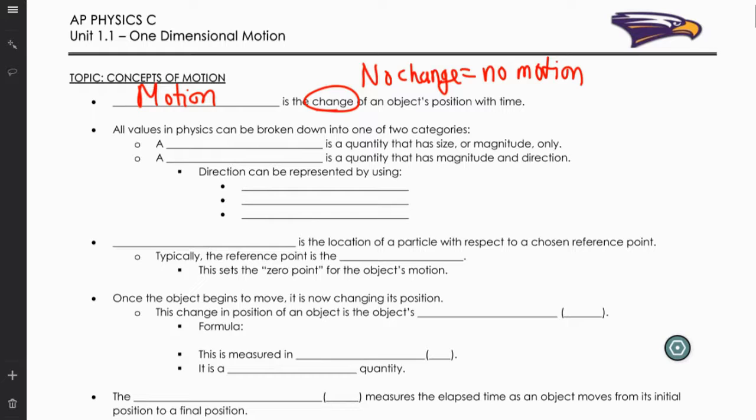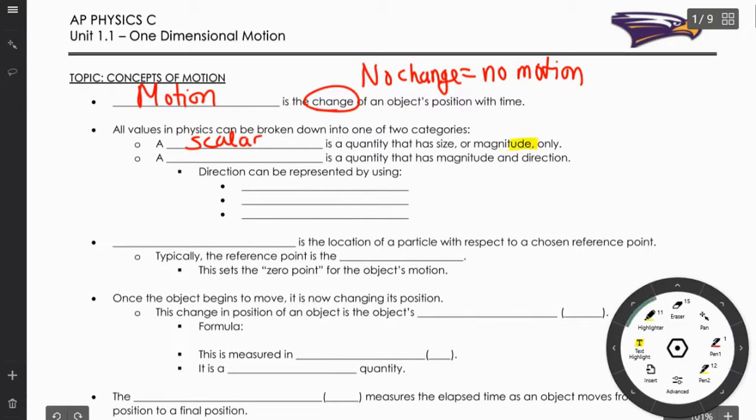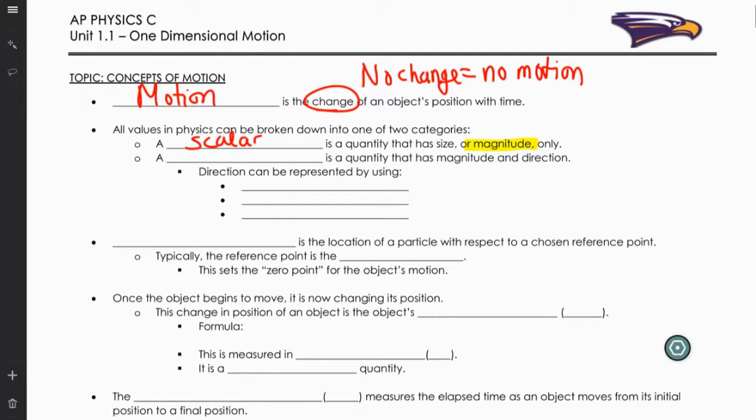Now in physics, and most of you have taken AP1 or some sort of physics class, all the values in physics can be broken down into one of two categories. We're going to visit these terms a little more at length in 1.2. The first is a scalar, a quantity that has size or magnitude only. You're going to use both words, but the word you'll probably see the most is magnitude. That just means size, the number associated with the value. And then a vector is a quantity that has magnitude and direction. So there's your difference: with vectors, you have to include the direction.